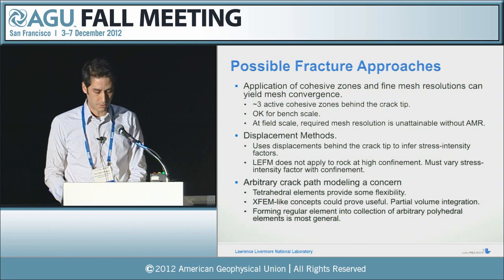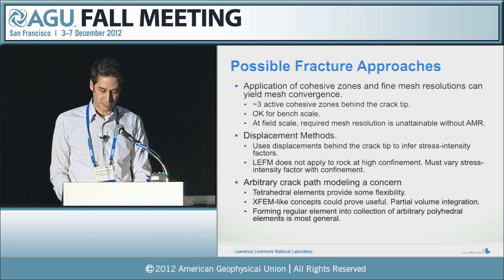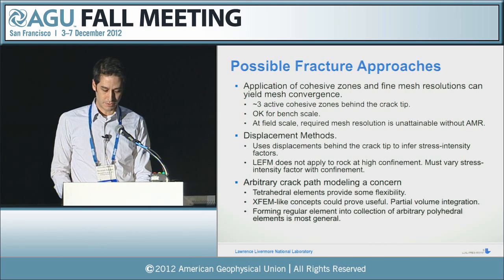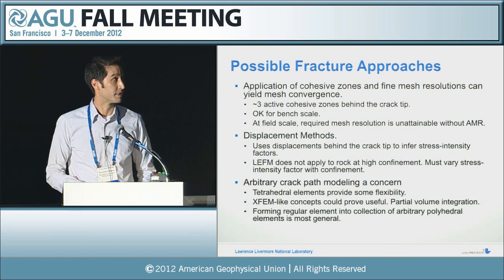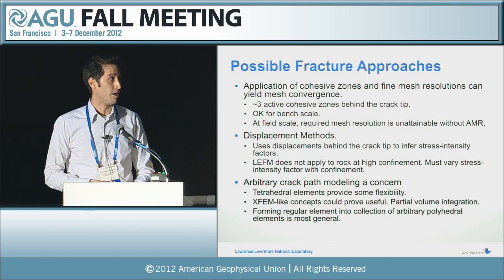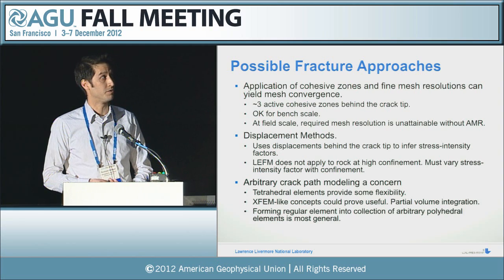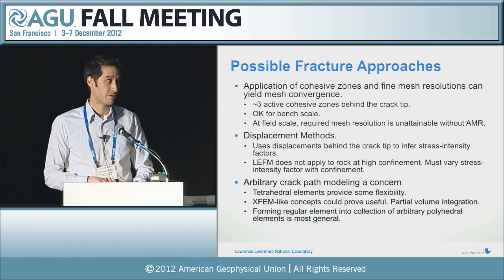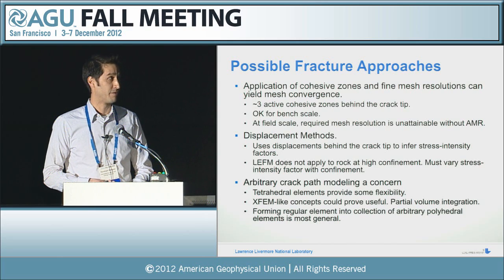Okay, so real quick, the possible fracture approaches. When doing fracture mechanics at scales like this, we can try to apply cohesive zones or some sort of fracture mechanics methods at fine mesh resolutions and get mesh convergence as long as you have 3 active cohesive zones behind the crack tip. This would be fine for lab experiments, but at field scales, we really don't have a shot at getting the required mesh resolutions.